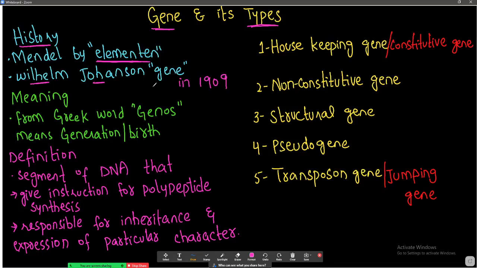What does the word gene mean? The word gene is derived from the Greek word genos, which means generation or birth. What is the definition of a gene?